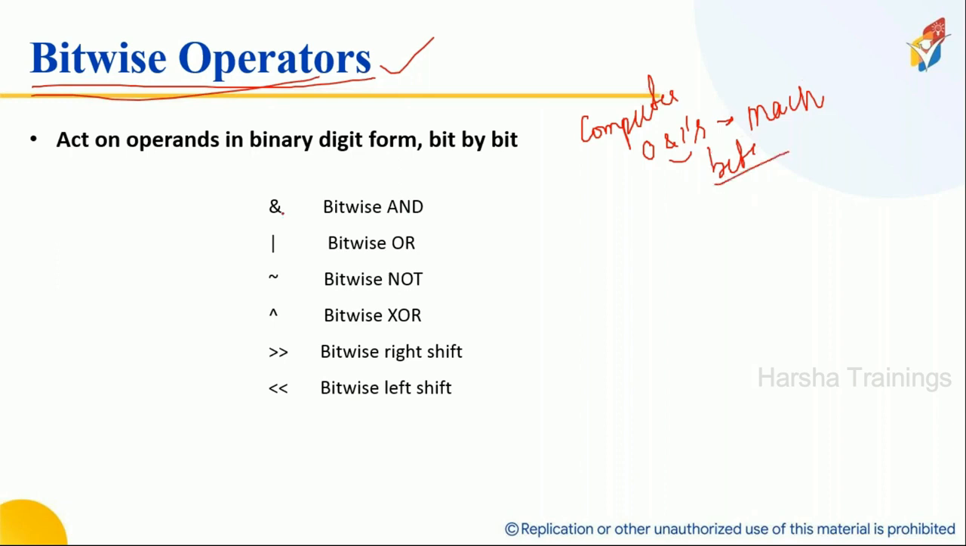Now look at here. Python supports 6 bitwise operators. They are AND, called bitwise AND. This is the pipe symbol, OR, called bitwise OR. The tilde symbol is called bitwise NOT. This is called bitwise XOR, and right shift and left shift. Shall I explain one by one?